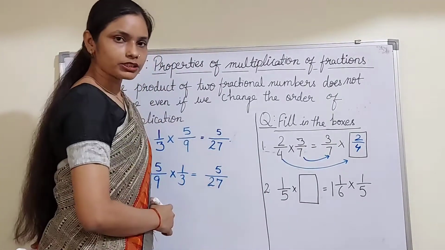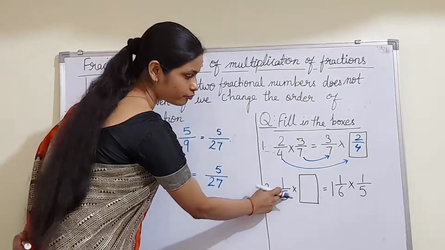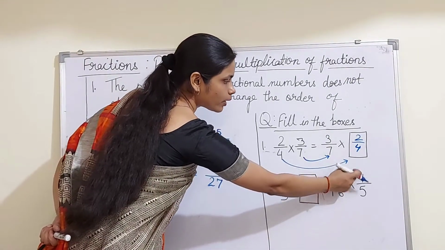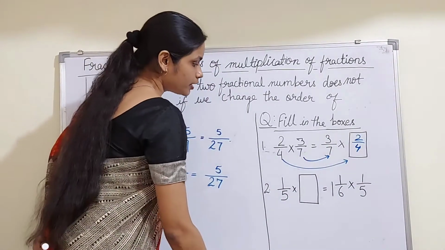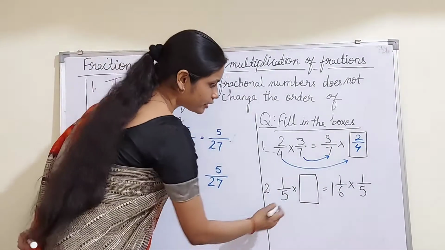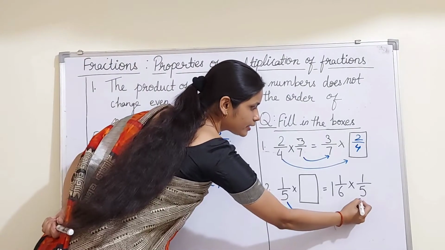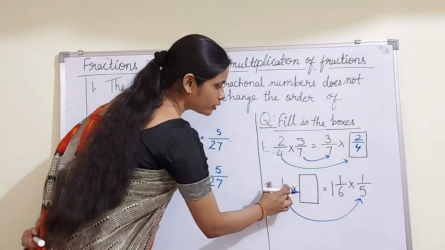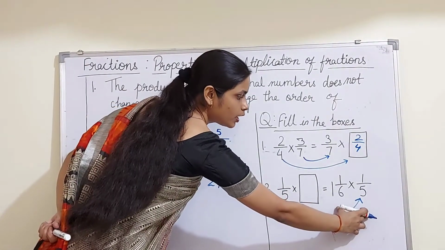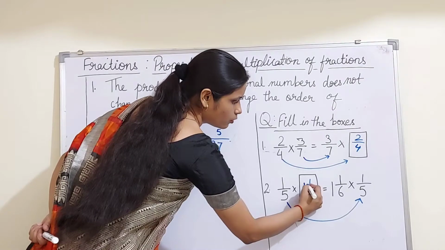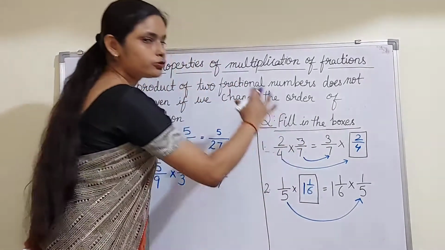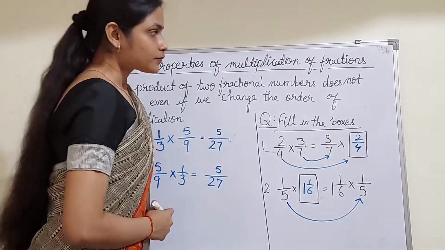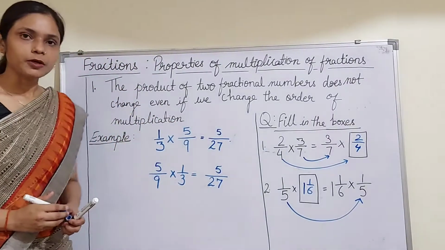Now let us do one more question. Here 1 by 5 multiplied by a missing number will be equal to 1 whole 1 by 6 into 1 by 5. Check which fraction is already there. 1 by 5 is on this side and it is on the right hand side also. What is missing here? This number should be written here, only then the left hand side will be equal to the right hand side. So it will be 1 whole 1 by 6. So simply by using the property of multiplication we can solve this question. Now this was all about the first property of multiplication of fractions.